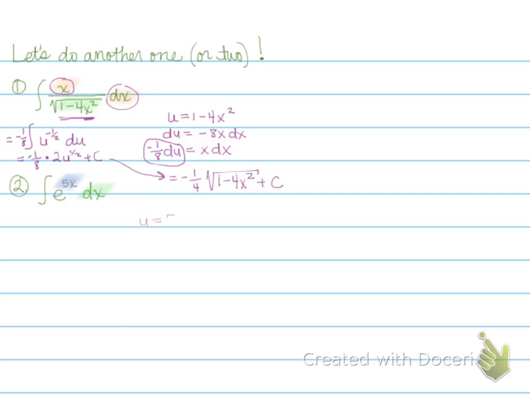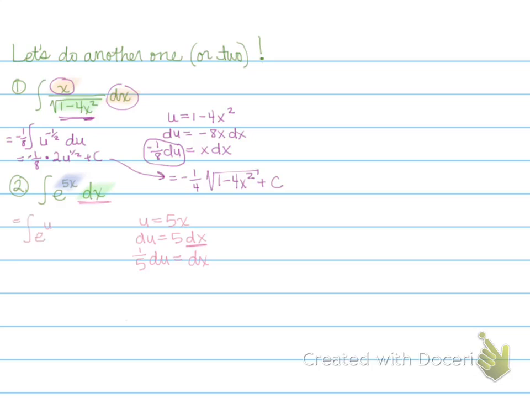U equals 5x. Looks like we're going to have another constant coefficient. Du then equals 5 dx. So it looks like I have just a dx to replace, so I'm going to divide by the 5. 1/5 du equals dx. You want some expression of u to equal what you need to replace. Now I've got everything ready.